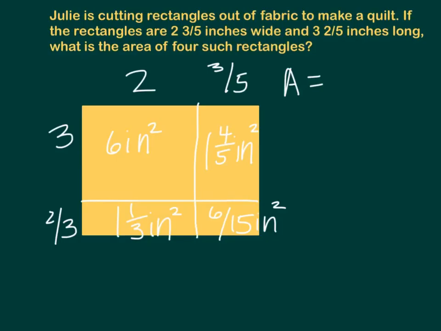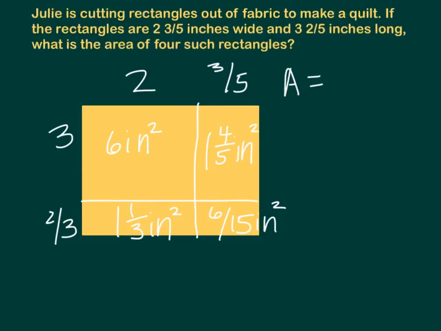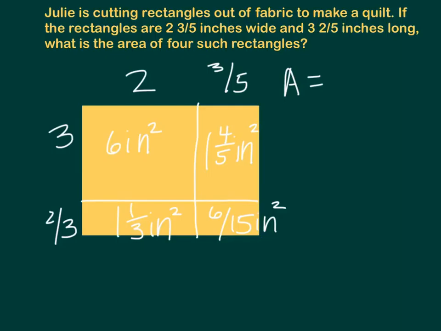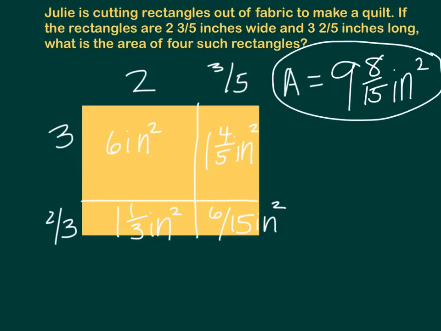To find the area of one quilt rectangle, you would add up the total areas, so 6 plus 1 4/5 plus 1 1/3 plus 6/15. You would get an answer of 9 8/15 inches squared. And don't forget, when you are adding fractions, you must find like denominators. But what I would first do is add the whole numbers first and then add whatever fractions remain.